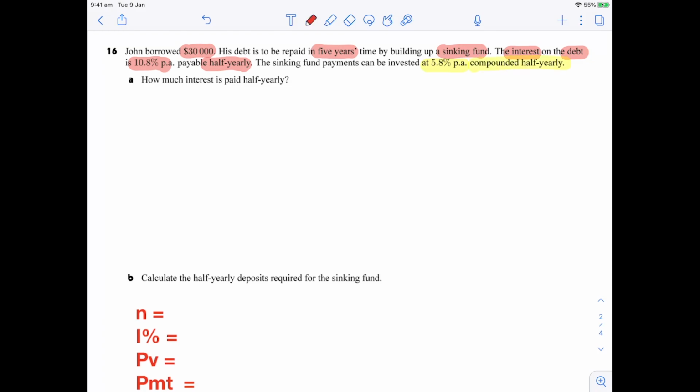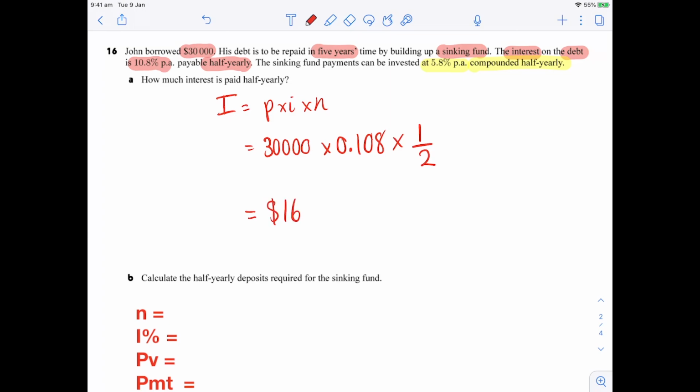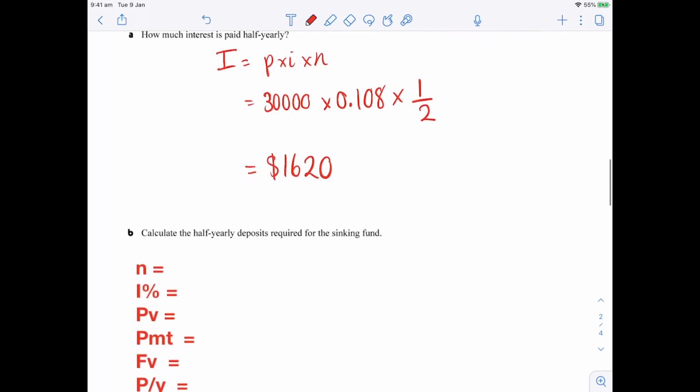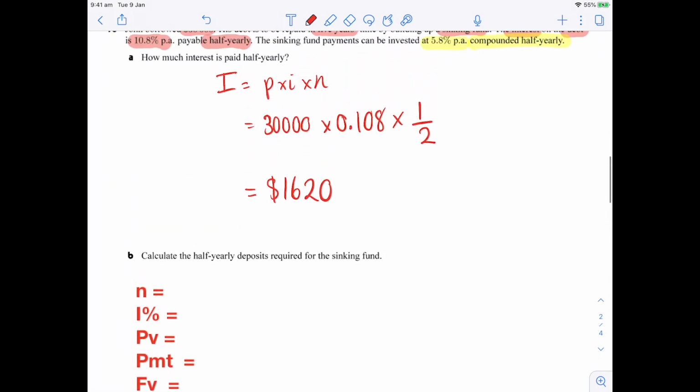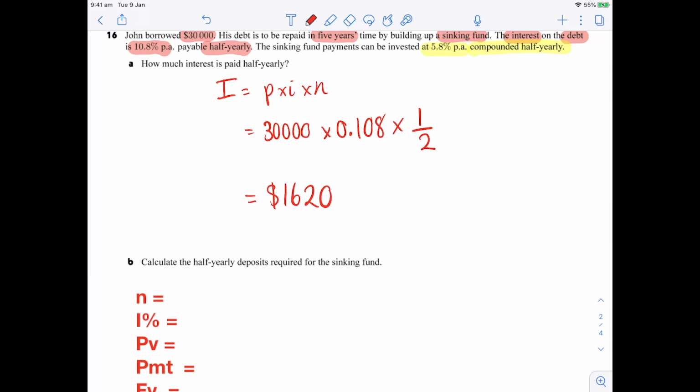So to find the interest, it's I equals P times I times N. So the principal is 30,000 times 10.8% as a decimal and half yearly. So it would be 1 out of 2 times a year. And that would give a value of $1,620. So every half year, $1,620 will be paid.